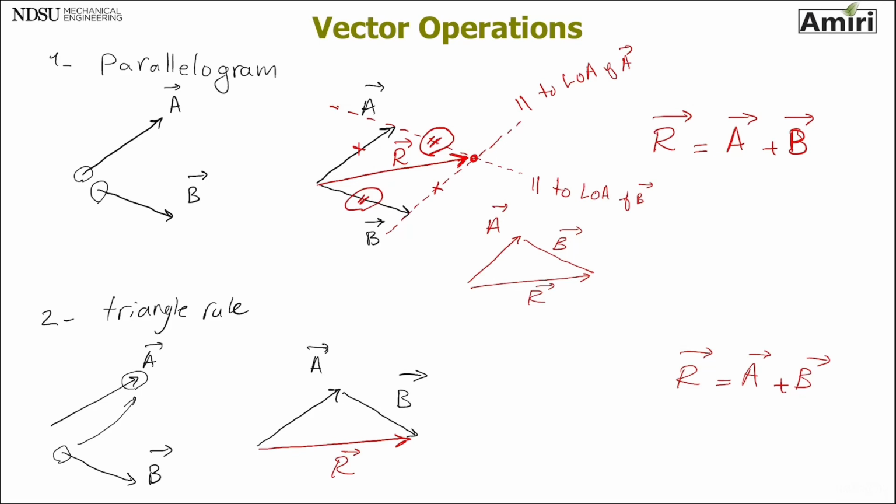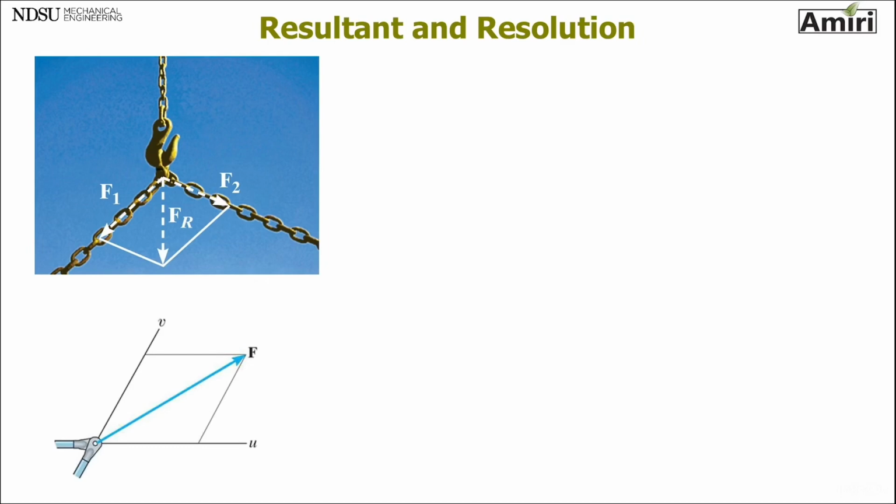Okay, all you have to do if you want to find A minus vector B is make vector B the opposite direction and add them together. Okay, so now let's see how we're going to use this and what is the application of these vector operations and the parallelogram rule. So these are the two major applications that I'm explaining here to you: resultant and resolution.